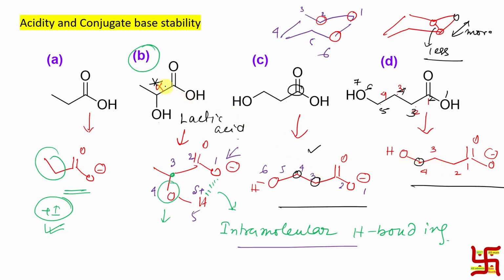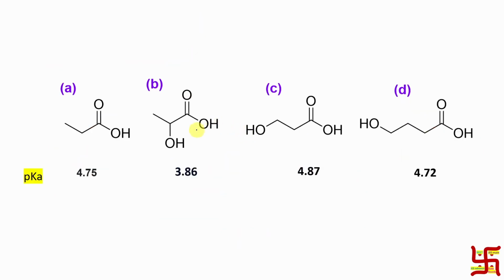So who is maximum acidic? Obviously option B, lactic acid, is maximum acidic. And this statement is verified by the pKa value. Remember the thumb rule: the lower the pKa value, the higher the acidity. So here, since lactic acid has the lowest pKa value, 3.86, it is maximum acidic.